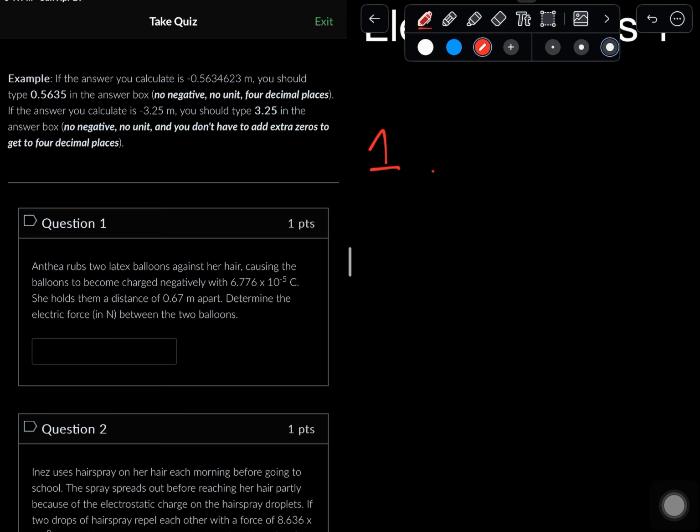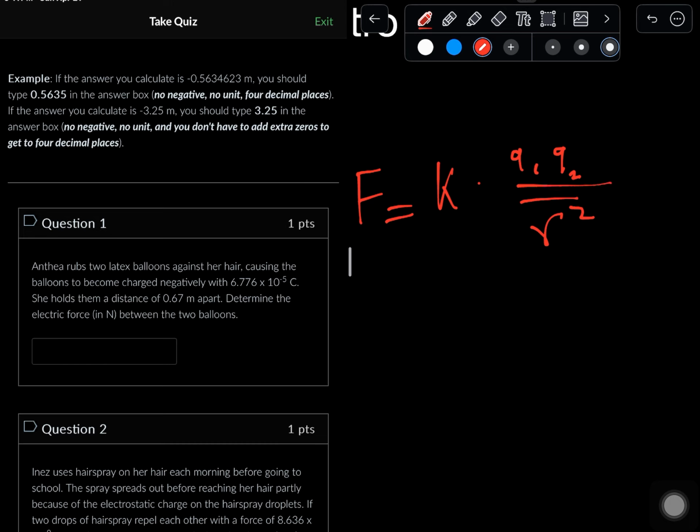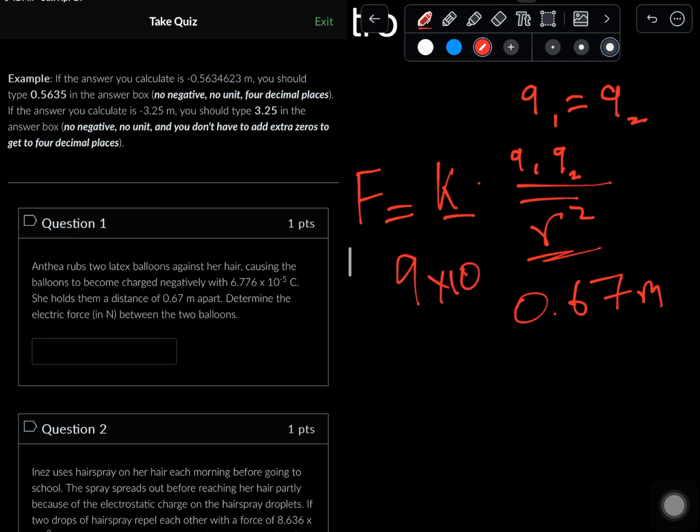Question number 1 states that if you rub two balloons together with a certain charge, and hold them a certain distance apart, what is the electric force between the balloons? In order to find the force, you would just substitute this into the equation that F is equal to K times Q1 Q2 over R squared. In this equation, we know that Q1 is equal to Q2 since both balloons have the same charge, and you know the distance is given as 0.67 meters. K is the same. Coulomb's constant is always 9 times 10 to the power of 9, and you would simply solve for F knowing all these values.